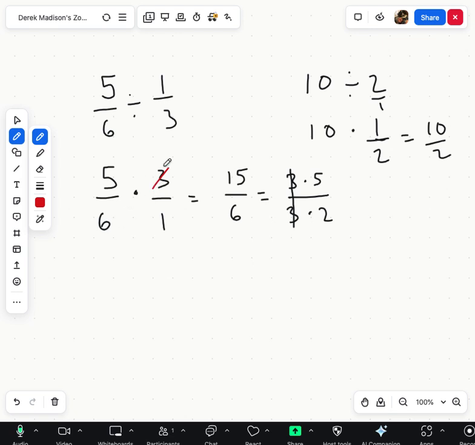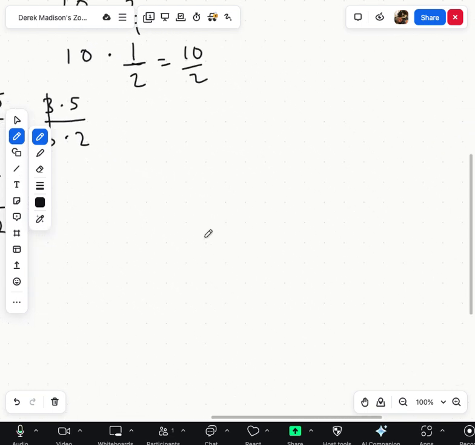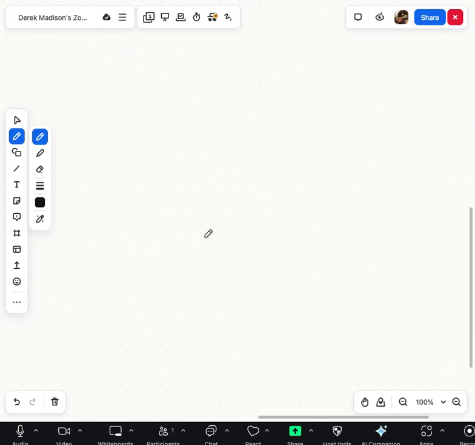So for instance here, 3 goes into 3 once, 3 goes into 6 2 times. And then when you multiply, 5 times 1 is 5, 2 times 1 is 2. So it's actually easier if you can spot the reducing before you multiply. Let me do one quick example of a case where that would make it much easier.